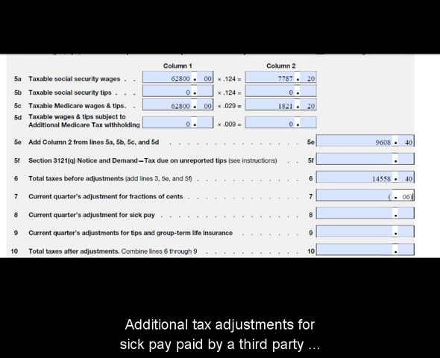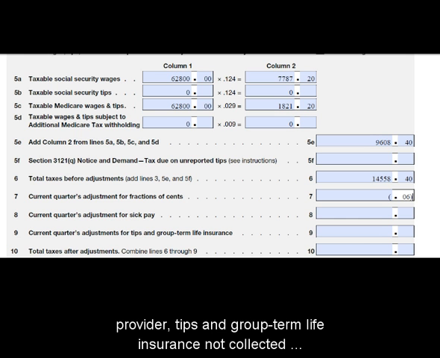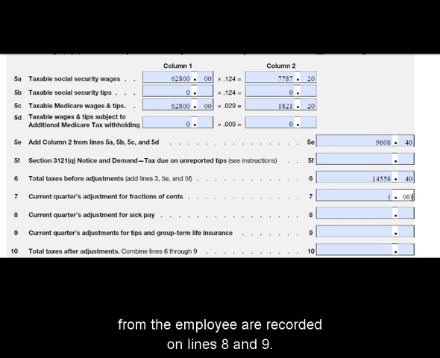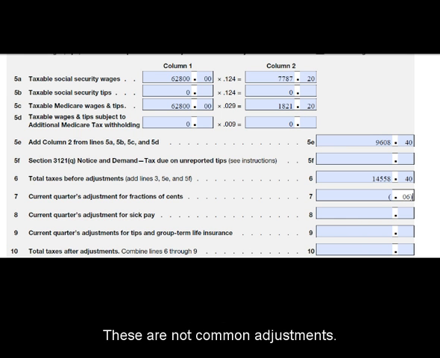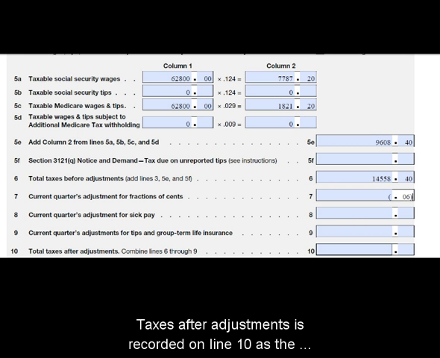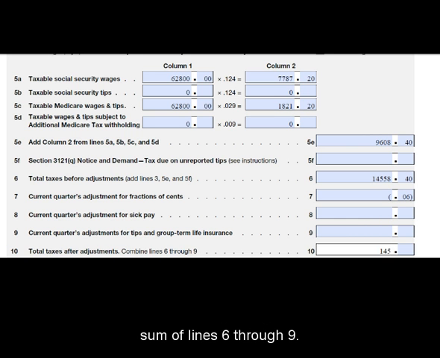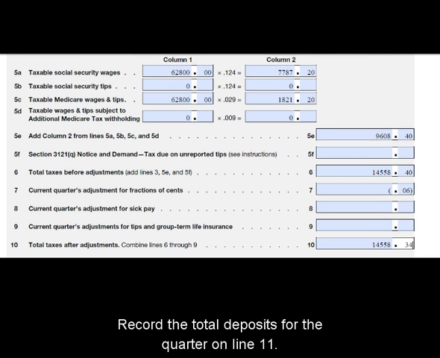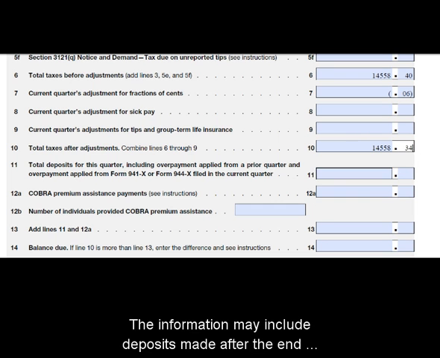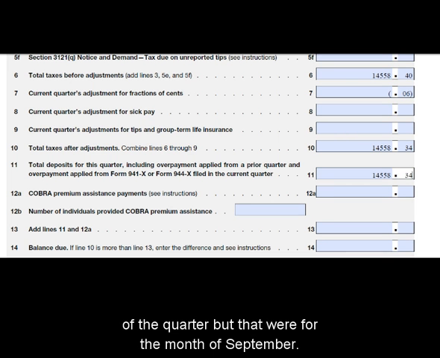Additional tax adjustments for sick pay paid by a third-party provider, tips, and group term life insurance not collected from the employee are recorded on lines 8 and 9. These are not common adjustments. Taxes after adjustments is recorded on line 10 as the sum of lines 6 through 9. Record the total deposits for the quarter on line 11. The information may include deposits made after the end of the quarter, but that were for the month of September.